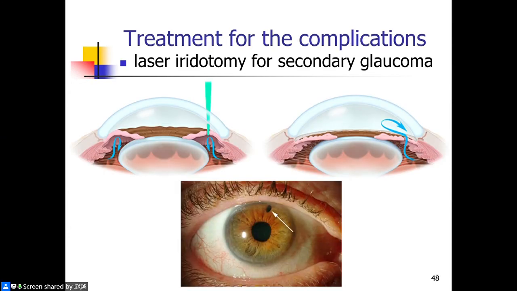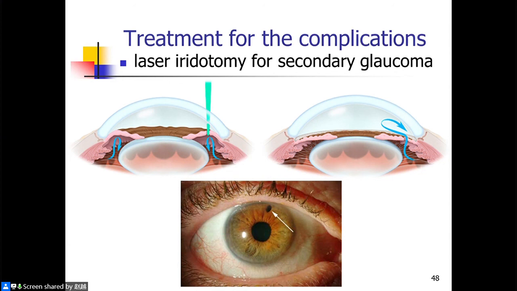Treatment for the complications. Secondary glaucoma. Intraocular pressure-lowering drugs can be given, when necessary combined with oral or intravenous administration. In patients with pupil block, laser iridotomy or peripheral iridectomy should be performed as soon as possible with aggressive anti-inflammatory therapy. Extensive goniosynechia can be treated with anti-glaucoma surgery.